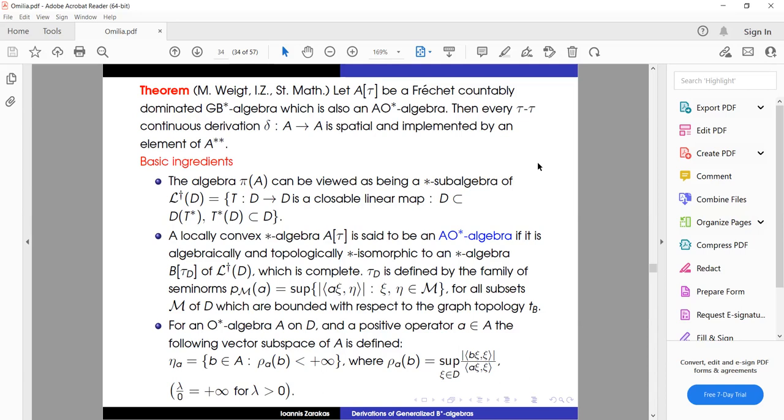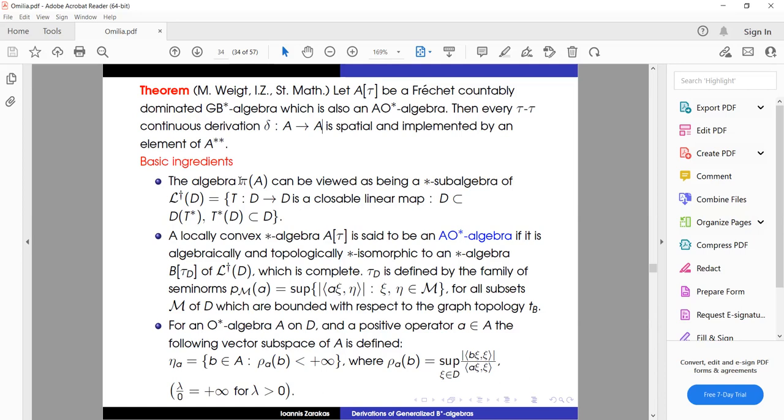So, just to give you the basic ingredients of the wording of the previous theorem, I would like to briefly state what an AQ*-algebra is and what this countably dominated term refers to. To begin with, in this whole theorem, to prove it, we focused our attention not on alpha, but on the representation of alpha, the algebra P alpha, where P is the universal representation that we began with in our talk.